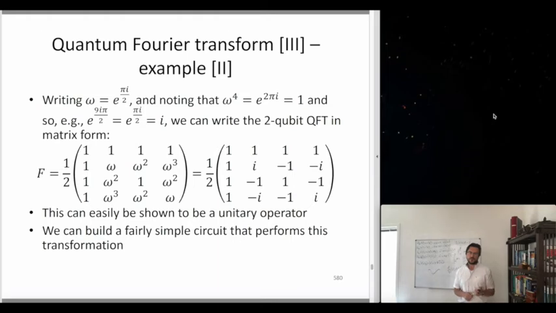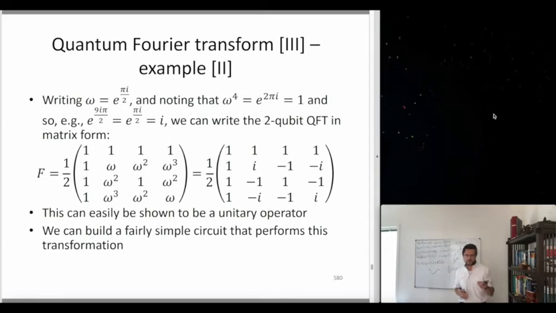This can be shown to be a unitary operator. So you know how you can verify if it's a unitary operator: you check the operator, and here we have nice complex numbers in it too. You take its complex conjugate transpose, and then you multiply it by it, and if the result is identity, then you know it's a unitary operator. So you can build a fairly simple circuit that performs this transformation.